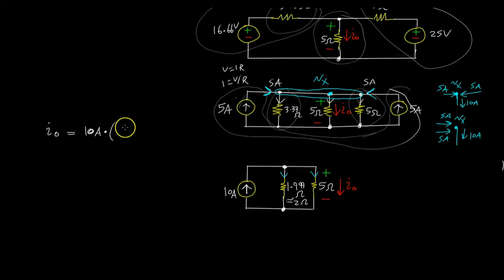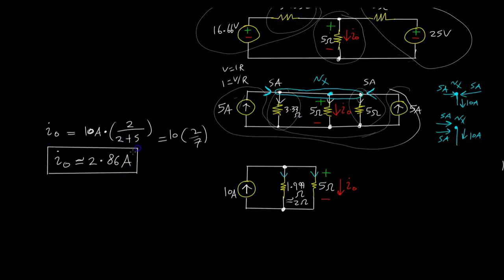And I explained a few minutes ago why that is, with the current taking the path of least resistance. So the other resistor is 2 ohms, and if you sum those up, 2 plus 5, you would have 10 times 2 over 7, which is 20 over 7, and that gives us an output current of roughly 2.86 amps.